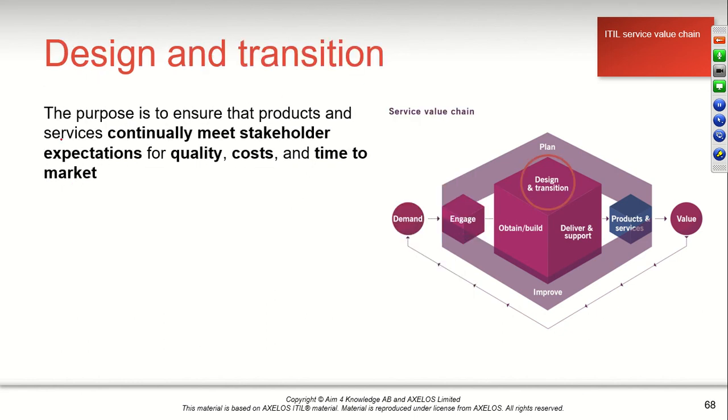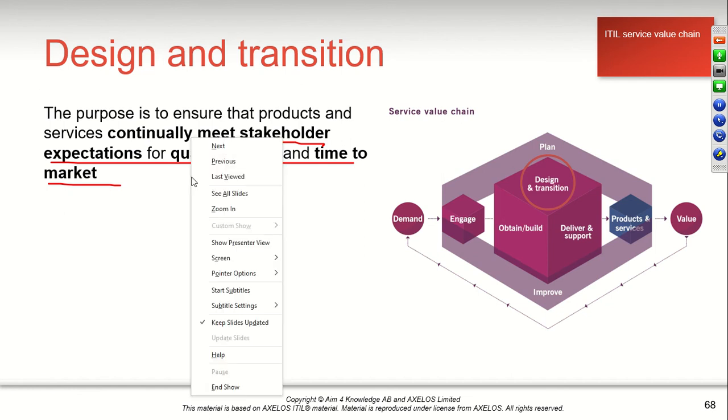Design and transition. This is to ensure that products and services continually meet what is being designed to meet the stakeholders' expectation in terms of the quality, in terms of the cost, and in terms of time to market. It is one thing to have the right quality, it's another thing to also ensure that the time to market is the right time. You don't get to the market late when competitors have already flooded the markets.